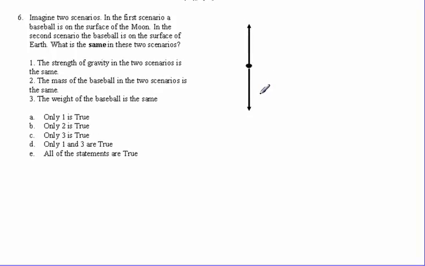In this case, it really doesn't matter what the mass is. We would have the mass of the baseball times the gravity of Earth. And this would be my normal force pushing it up. And again, these values would have the same magnitude.